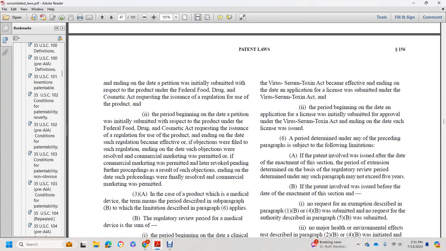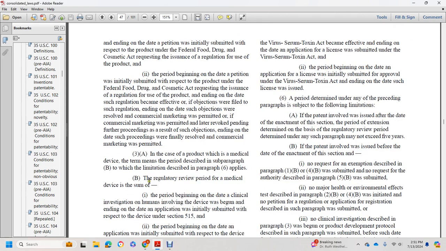and the period beginning on the date the petition was initially submitted under the Federal Food, Drug, and Cosmetic Act requesting the issuance of a regulation for the product and ending on the date the regulation became effective, or if objections were filed with respect to the regulation, ending on the date of the resolution of the objection and commercial marketing was permitted, or commercial marketing was permitted and later revoked pending further proceedings as a result of the objection, ending on the date of the proceeding's resolution and commercial marketing was permitted.